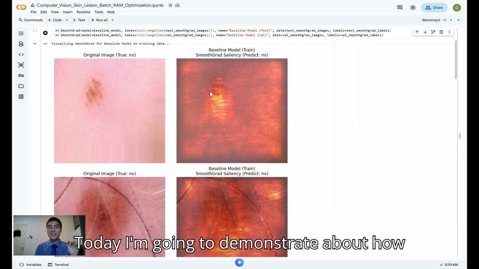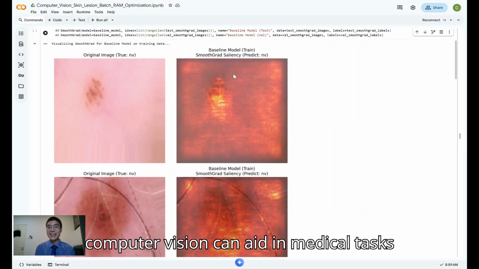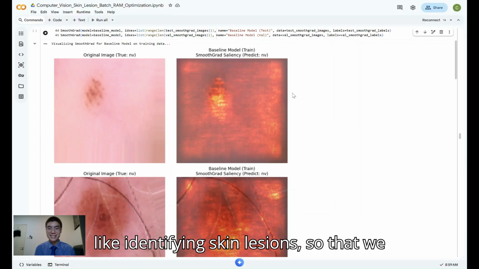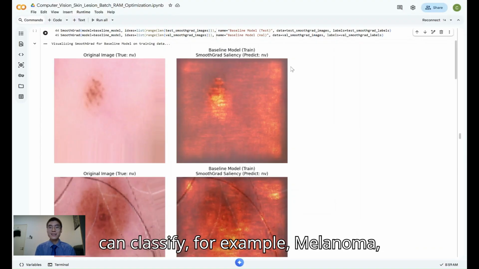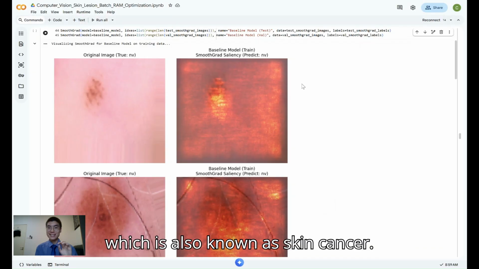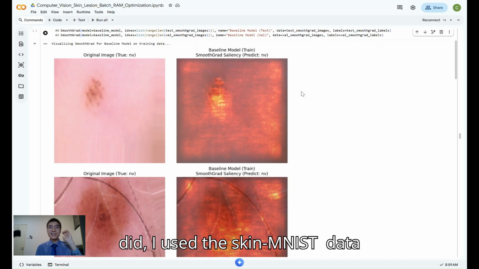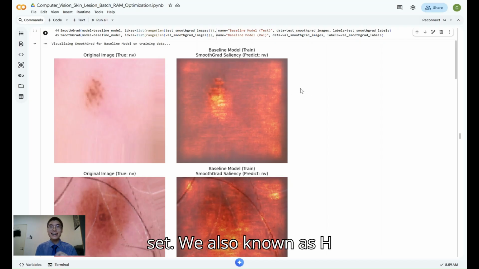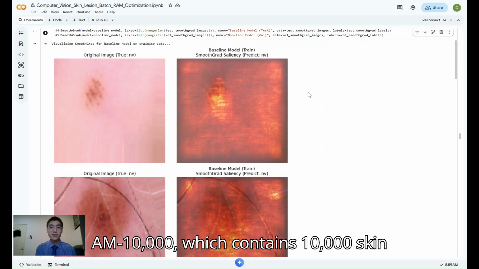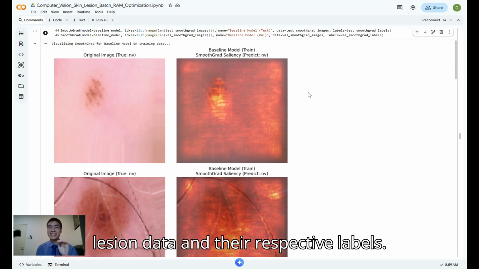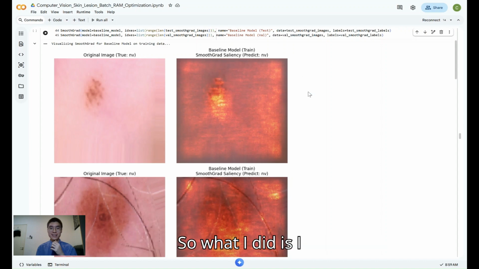Today I'm going to demonstrate how computer vision can aid in medical tasks like identifying skin lesions, so that we can classify, for example, melanoma, which is also known as skin cancer. To brief you on what I did, I used the SkinMNIST dataset, also known as HAM10000, which contains 10,000 skin lesion images and their respective labels.